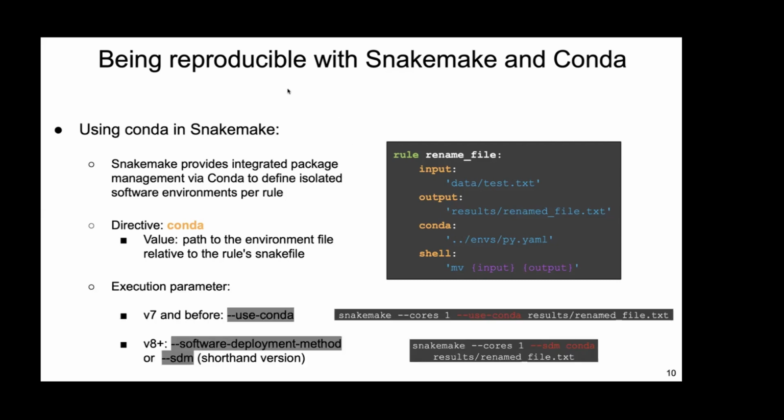Now, the cool thing is that to tell Snakemake that it needs to use Conda when it's executing the workflow, you have to do very little. And in fact, you have to do something different depending on the version of Snakemake that you're using. If it's version 7 or earlier, you have to use the --use-conda param or argument. And if you have version 8 or later, you use --software-deployment-method or SDM, which is the one that we've been using in the course, and then you say conda.